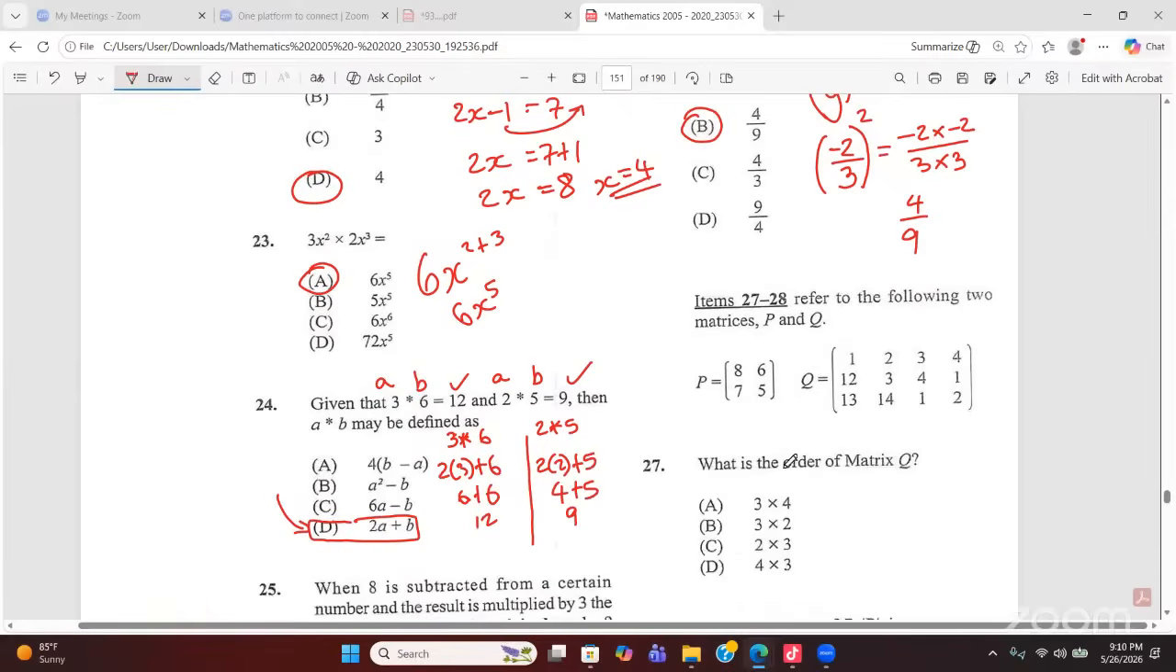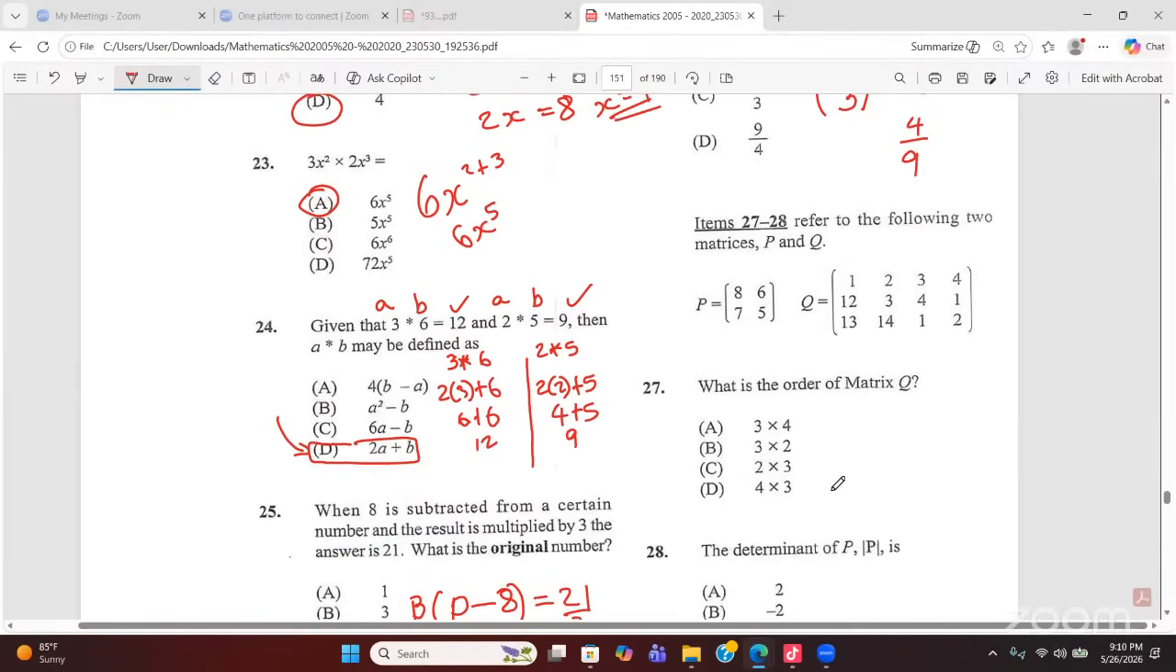We're in the matrices section. Now, the question says here, what is the order of the matrix Q? The matrix Q has 1, 2, 3 rows and 1, 2, 3, 4 columns. All right, so it has 3 rows and 4 columns. We're talking about row and column. So it is a 3 by 4 matrix. The order of Q is 3 times 4, meaning we're seeing 3 rows and we're seeing 4 columns.